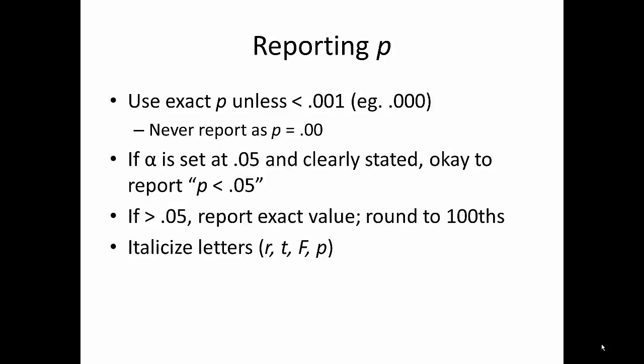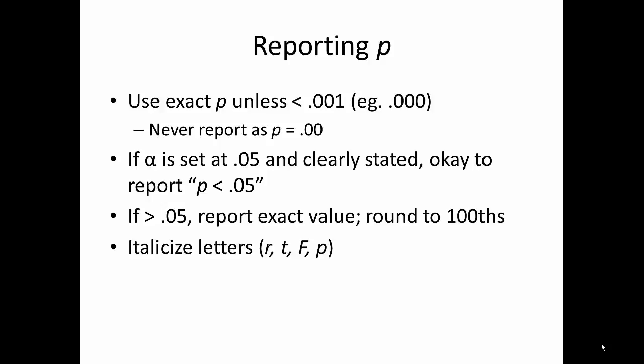Use the exact probability unless it's less than 0.001. So for example, if your SPSS output says that the statistical significance is 0.000, then you report that as less than 0.001. You don't ever report it as p equals 0.00 because you're never going to know exactly what that probability is. That's the signal that you know that it's at least less than 0.001, which is pretty small. If your alpha is set at, say, 0.05, or 0.01, and you've clearly spelled that out in your write-up, it's okay to report whatever the probability is as less than 0.05. So if it's 0.02, it's okay to say that it's less than 0.05.